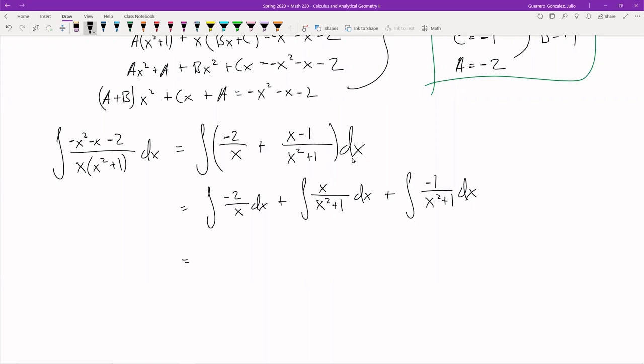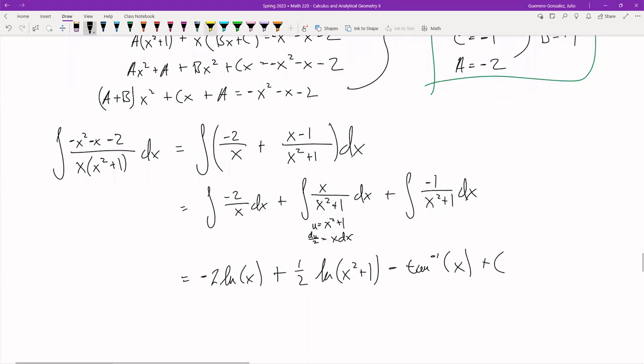The first one, u substitution, negative 2 ln x. The second one, u substitution, let me run this one through. u is equal to x squared plus 1, so my du over 2 has to be x dx. So equal to negative 2 ln x plus this right here is going to be a 1/2 ln of x squared plus 1. And this should look like one of the original identity functions, the inverse trig one. So this is going to be minus tangent inverse of x. And then we just add a plus c because that's what we got to do.